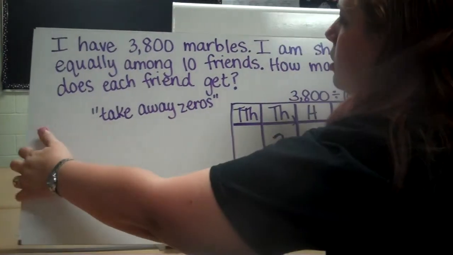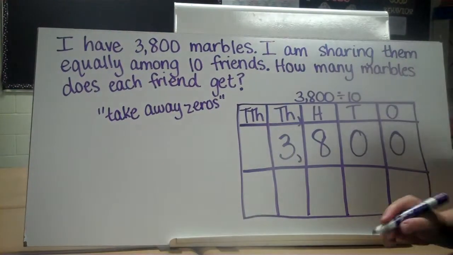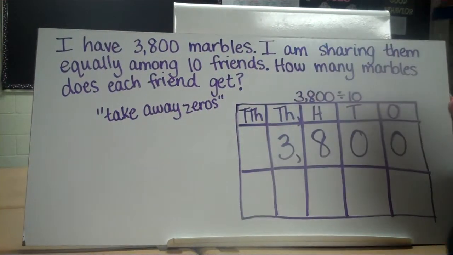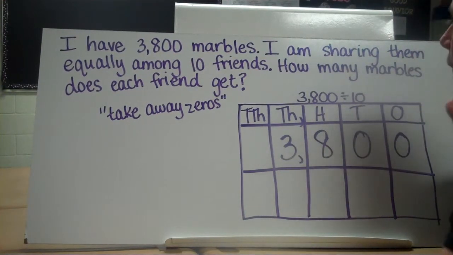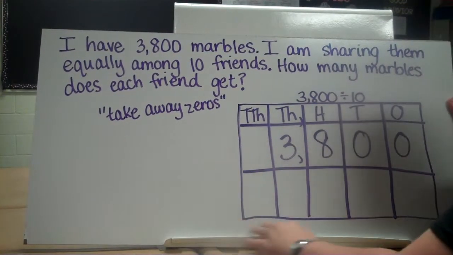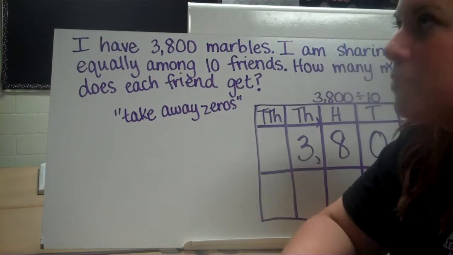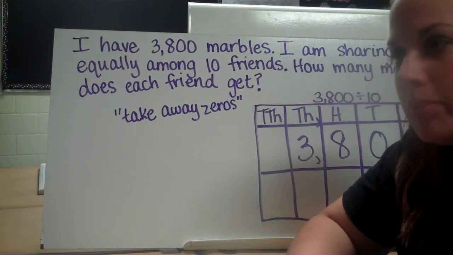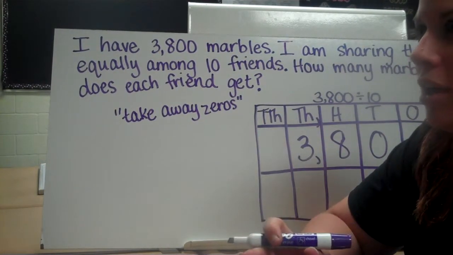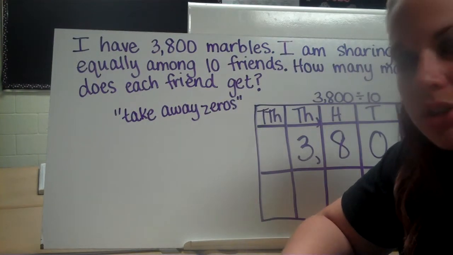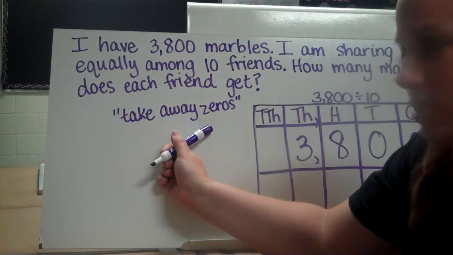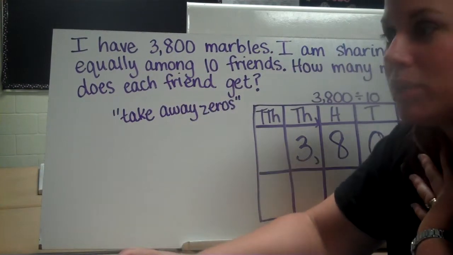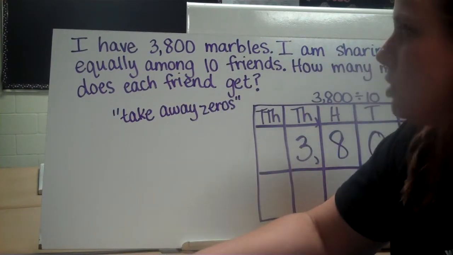Here's another one. I have 3,800 marbles. I am sharing them equally among 10 friends. How many marbles does each friend get? Now, I need to think about this problem. They don't all have marbles that we're combining together, so we're not going to multiply. What we need to do is take away zeros, because I am going to give away my marbles.